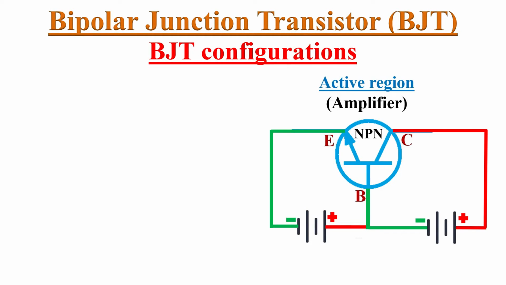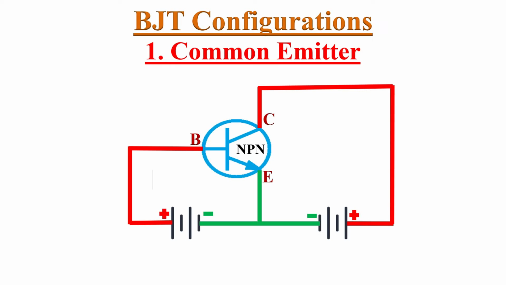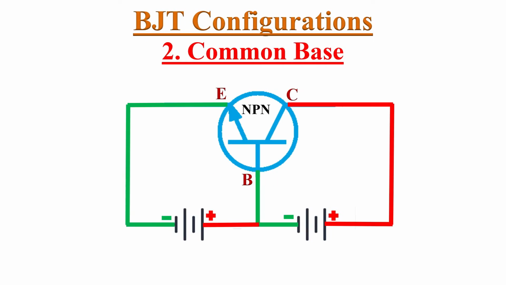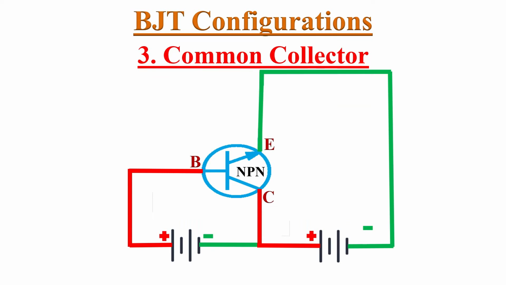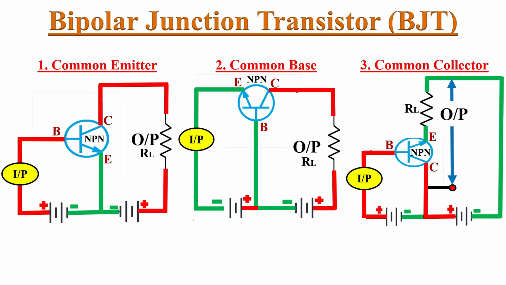Now, whenever the BJT is used as an amplifier, then there are three different ways to configure it in active region. First one, common emitter configuration. Emitter terminal is common for biasing. So the input signal is applied between base and emitter and output is measured between collector and emitter terminal of the BJT. Similarly, in case of common base configuration, base terminal is common for applying input and measuring output. Likewise, in common collector configuration, the collector terminal is common for applying input and measuring output. Each configuration has its own advantages and disadvantages. We will discuss them in upcoming videos.